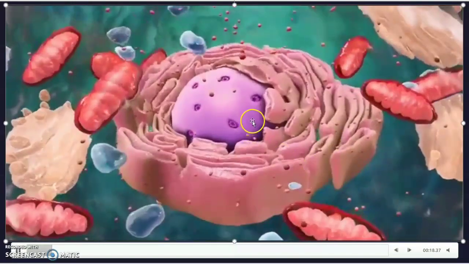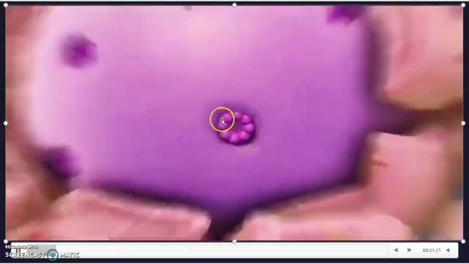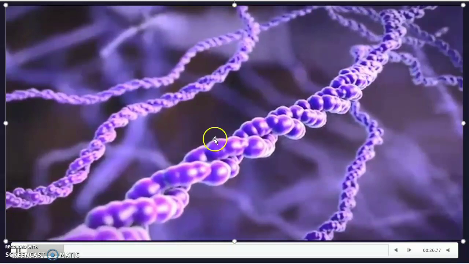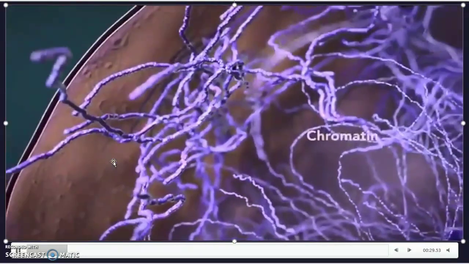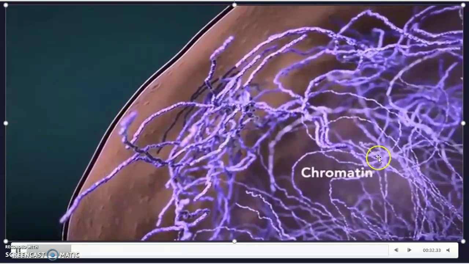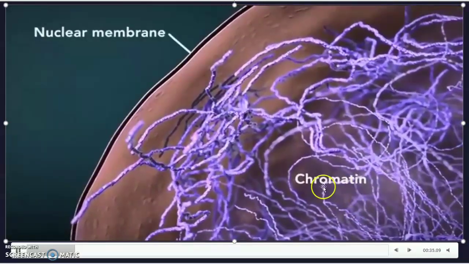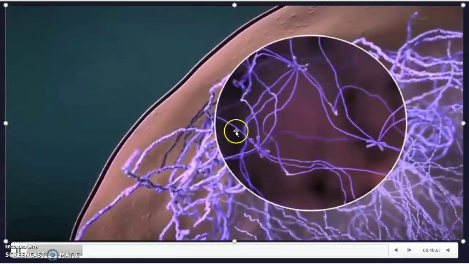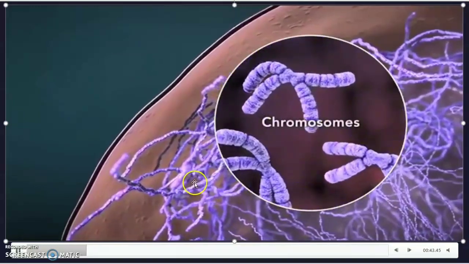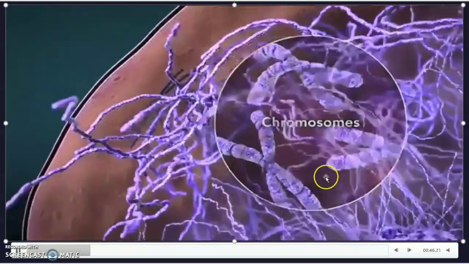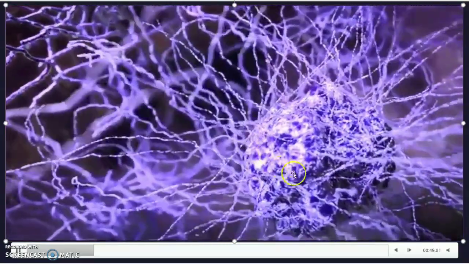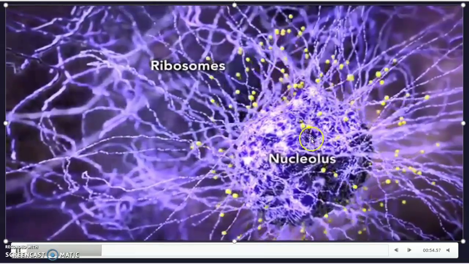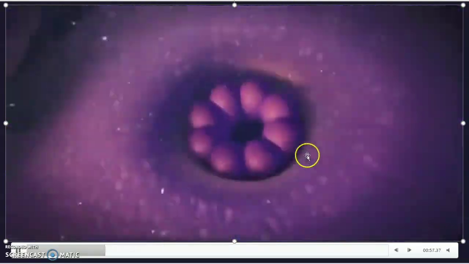The first organelle is the nucleus, with the nucleopore. These are the DNA fibers present in the nucleus. DNA is present in chromatin or chromosomes. This is the nuclear membrane. At the time of cell division, the chromosomes divide. This is the nucleolus. This nucleolus produces the ribosomes.